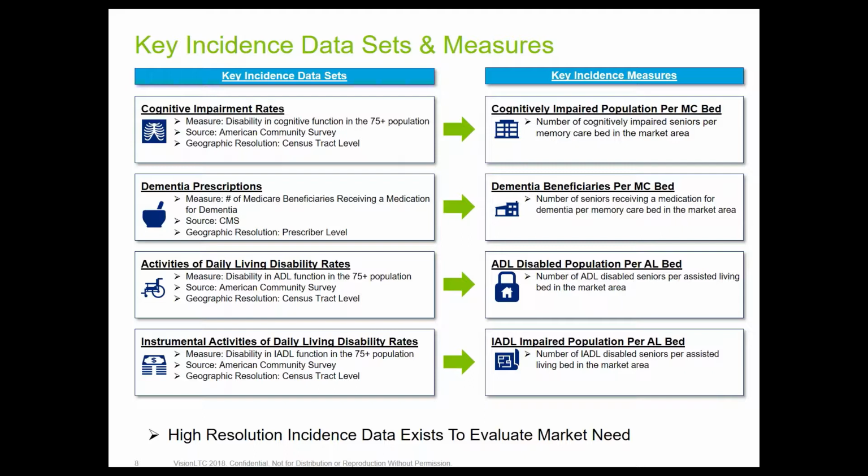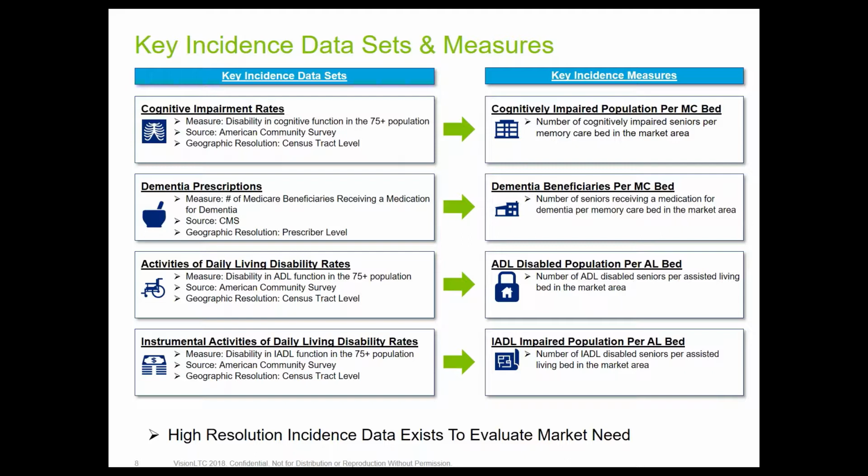Moving into the next one that we'll look at here today is the activities of daily living disability rate. Many of you are likely familiar with ADLs, as they're commonly called in the industry. They would be your dressing, bathing, grooming, your core activities of daily living. And so we can see the disability rates in the 75 plus population. That also comes from the American Community Survey at the census tract level, and that gives us a sense of what is the size of the population who has a personal care need. And we can look at that as a ratio of the number of assisted living beds in the market.